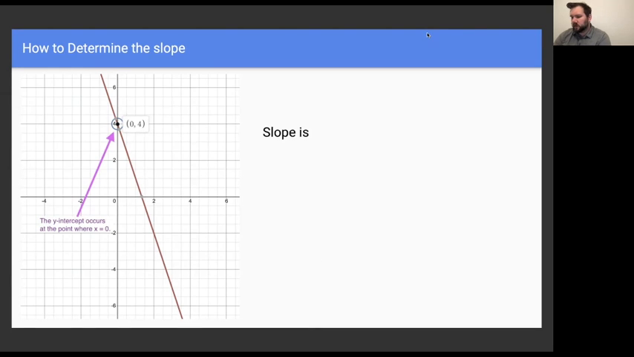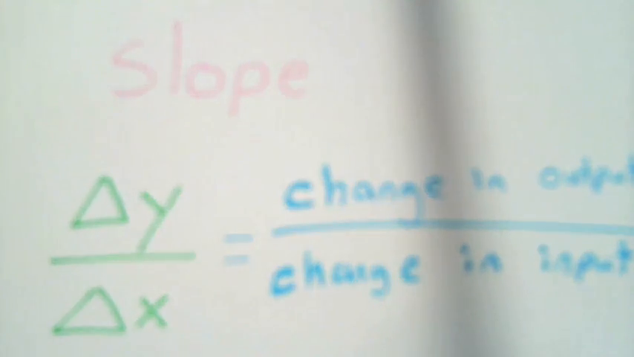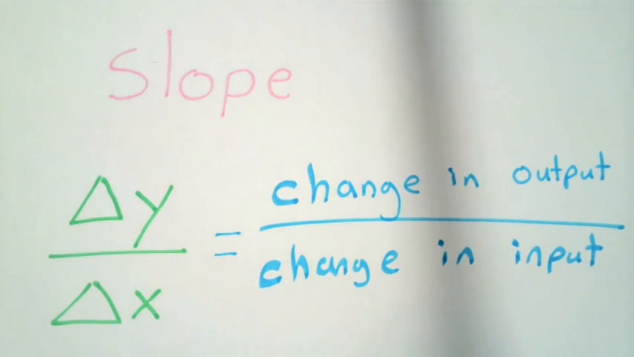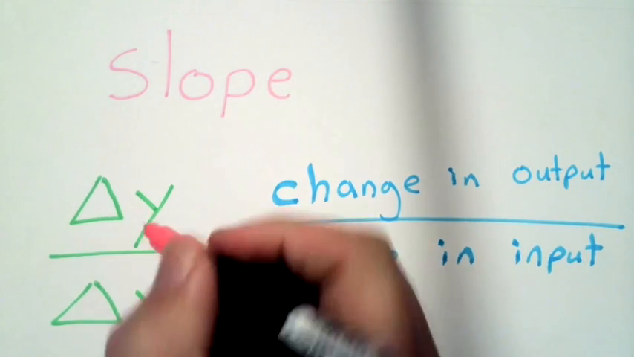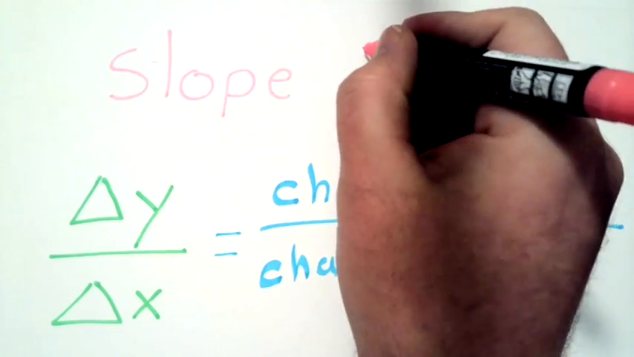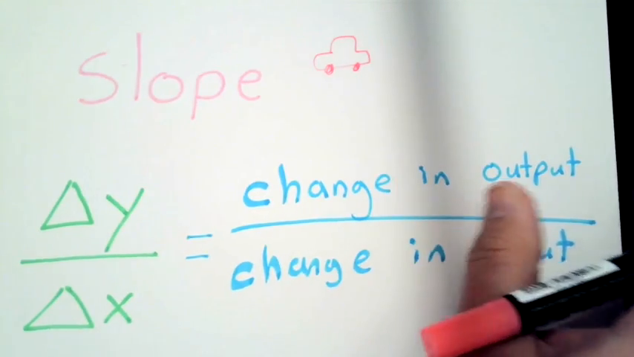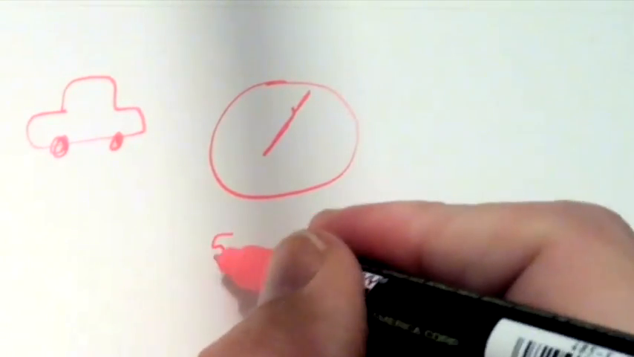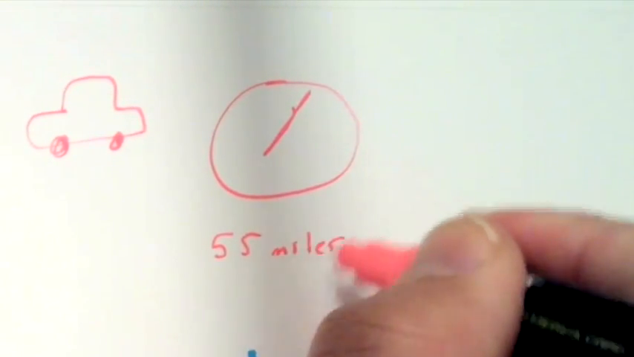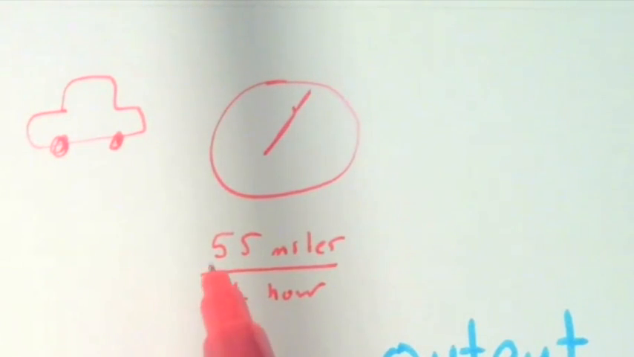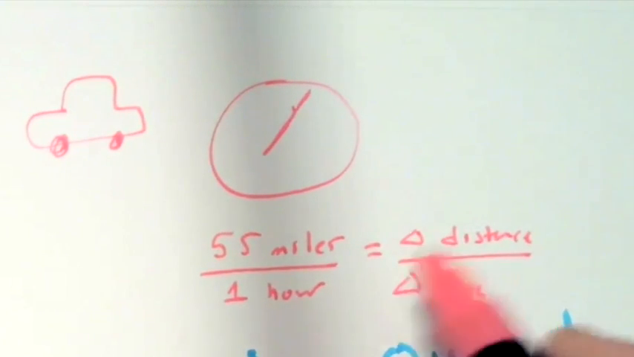On the other hand, slope, you may remember, is defined as the change in the output, or the change in the y, divided by the change in the input. Notice that this is a ratio of two things. We use slope all the time when we're driving in a car. You may not think about it, but when you look at the speedometer, you're actually looking at something like 55 miles per hour. That's 55 miles per 1 hour. So this is telling you the change in your distance divided by the change in your time. And so this is an example of slope.